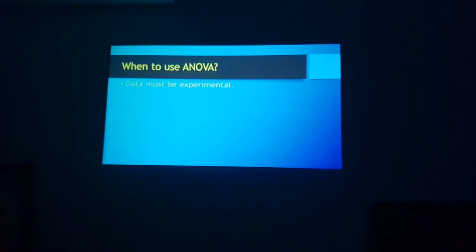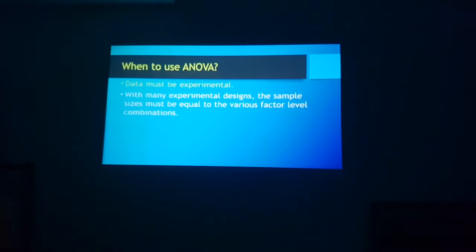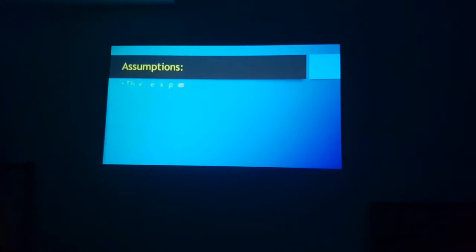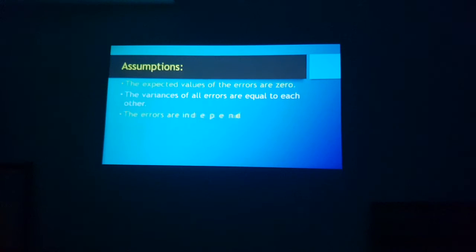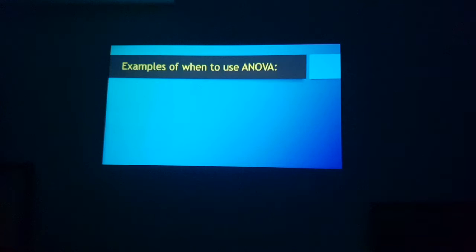When to use ANOVA? Data must be experimental. With many experimental designs, the sample sizes must be equal for the various factor level combinations. A regression analysis will accomplish the same goal as an ANOVA. Assumptions: the expected values of the errors are 0. The variances of all errors are equal to each other. The errors are independent. They are normally distributed.